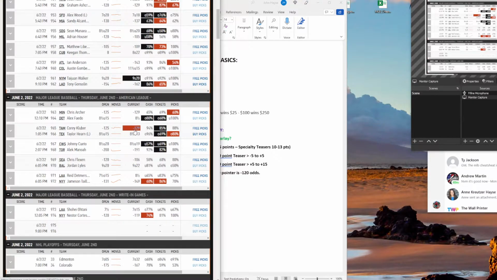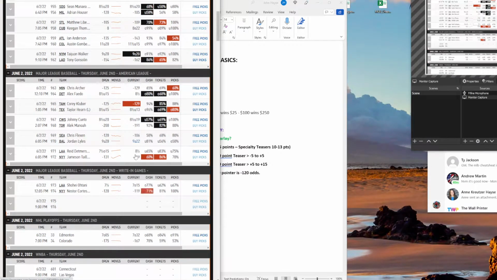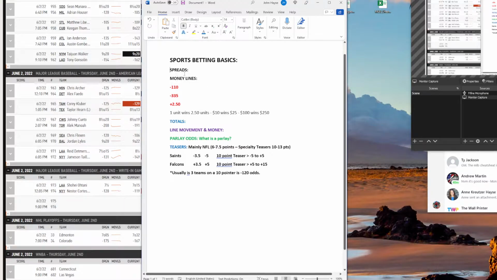So hopefully that makes sense. Clear as mud. So those are your spreads and your money lines. Baseball is a lot of money lines. Hockey is a lot of money lines. NFL, basketball, then you have a lot of spreads, but you can do spread or money lines. So that's kind of the basics of what you're looking at.